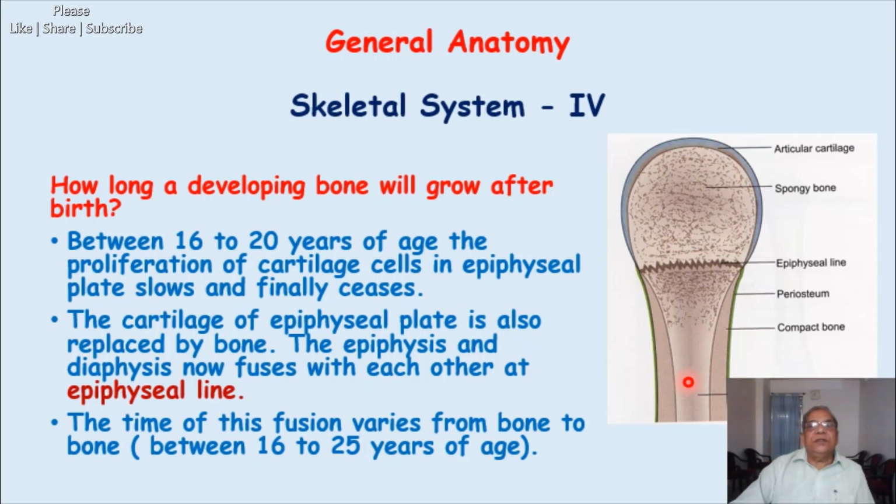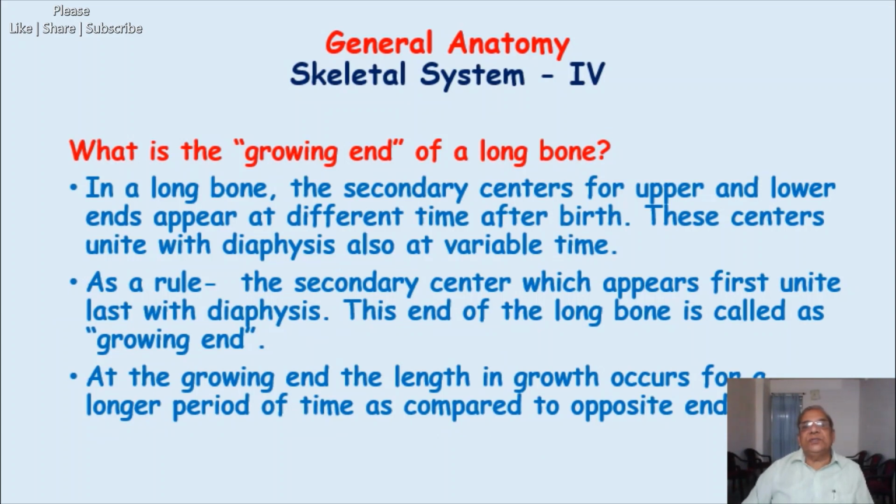Let's go to the next slide, where we will see another question: what is the growing end of a long bone? Now, this is an important question. I will tell you its applied importance. In a long bone, the secondary centers for the upper and lower ends, that means the epiphyseal centers which develop at the ends of the long bones, appear at different times after birth, because the primary center is the only center which appears before birth.